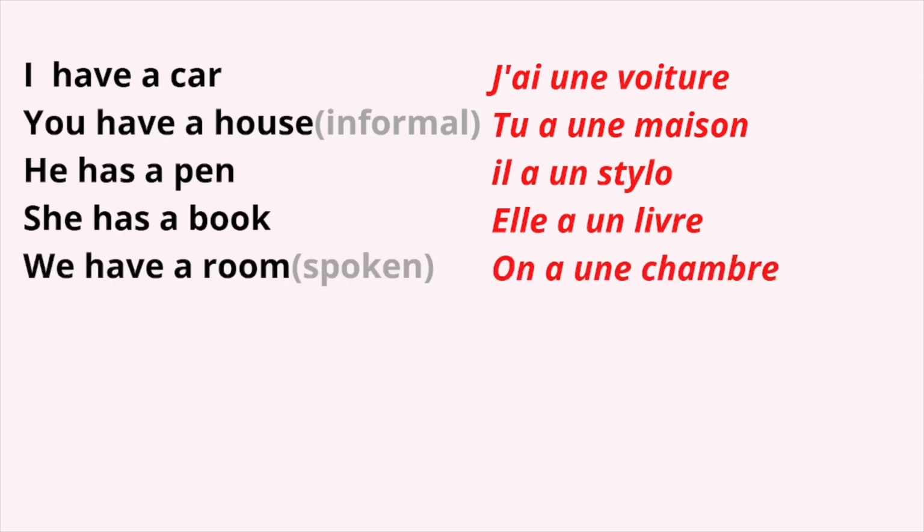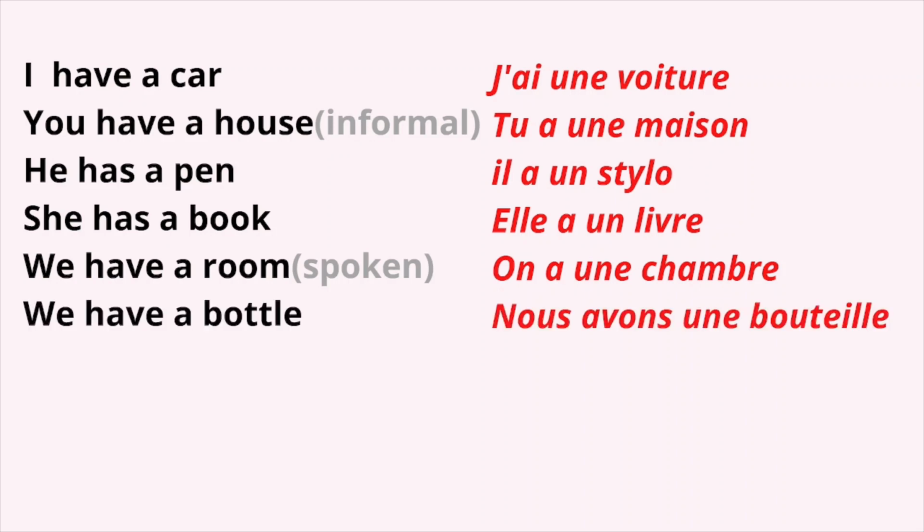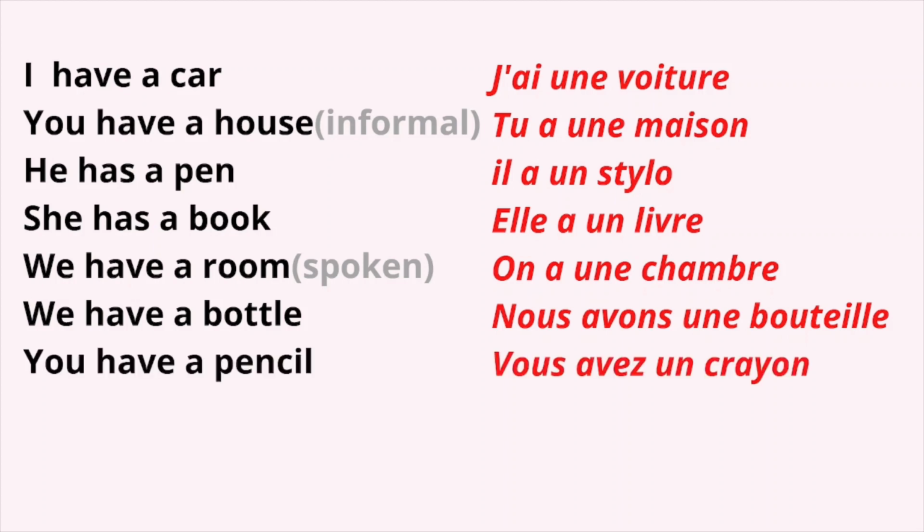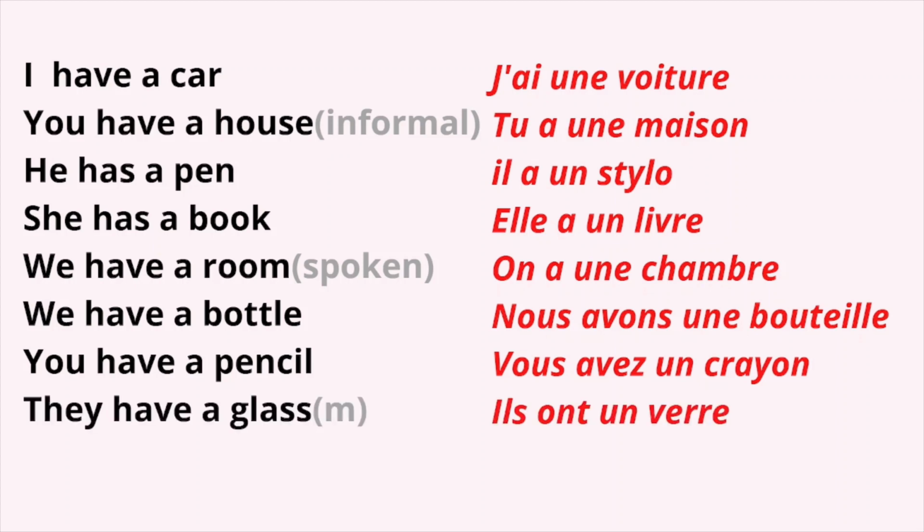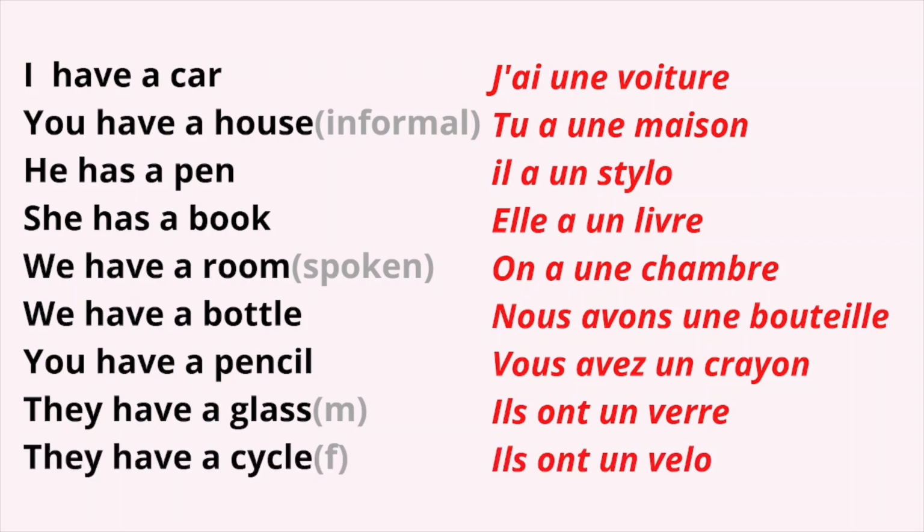We have a room. In spoken French, it's going to be on a une chambre. We have a bottle. Nous avons une bouteille. You have a pencil. Vous avez un crayon. They have a glass. Ils sont un verre. They have a cycle. Ils sont un vélo.